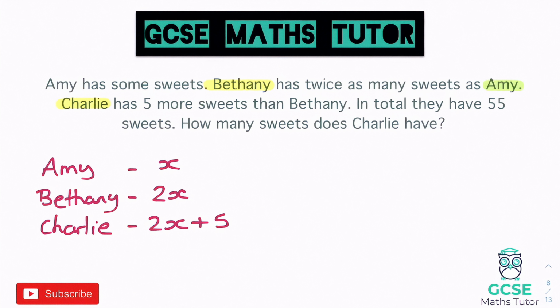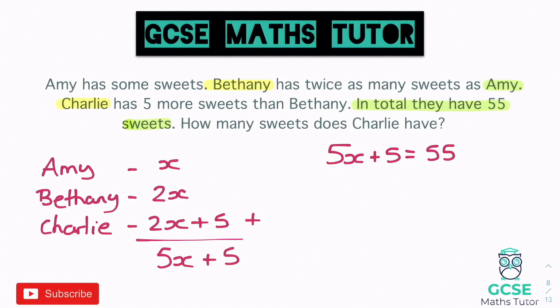We've got the expressions for each person, and now it says in total they have 55 sweets. Or in other words, if we add together all these expressions, they are going to add up to 55. So if we add them all together, we've got x, 2x and 2x, that's 5x, and we've got the plus 5, so we've got 5x plus 5. And that is going to be equal to the 55 sweets. So if we write our equation then, 5x plus 5 has to equal 55, and then we can just go ahead and solve that. So take away the 5 from both sides, we have 5x equals 50, and then we can divide by 5, and we get x equals 10.